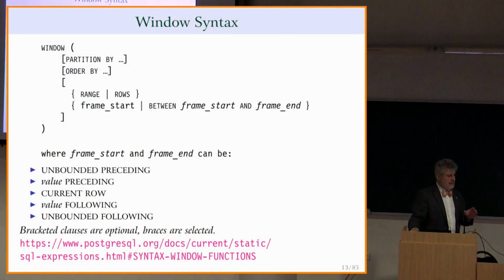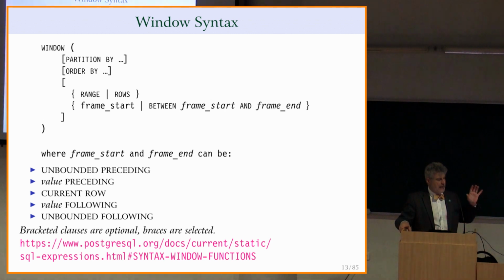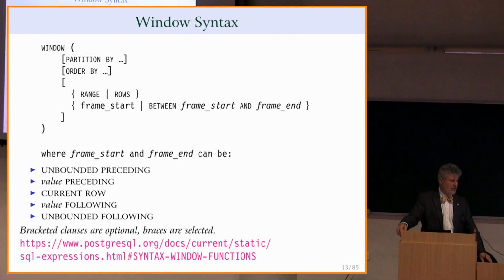Okay. This is the window function syntax. Again, I'm not going to talk about all the things here yet because we're going to go over them in detail later. But you have a partition by clause, you have an order by clause, you have a range or rows clause, you have a frame clause, and then you have these possible values for the frame. And again, at the bottom, we have a URL to the Postgres documentation, to give you current results there.